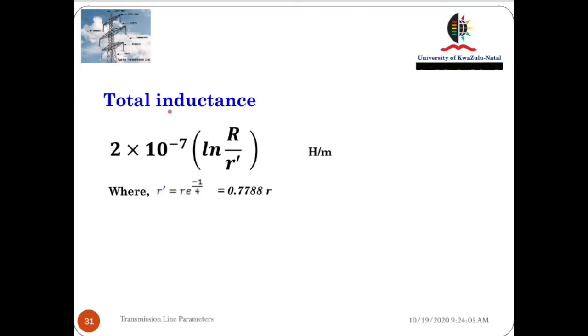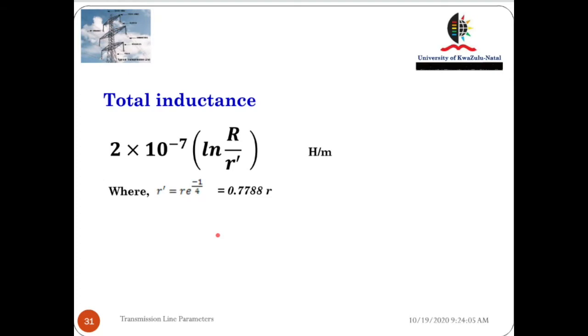If we add them, then we get something like this, 2 times 10 to the power minus 7 log capital R over r prime, where r prime is actually small r, meaning the radius of the conductor, times e to the power minus 1 over 4, and we know the value of e, 2.7, and then that is equal to 0.7788 r. Now these two distances, R and r prime, actually are the distances that are related in the calculation of, or the expression of, total inductance of a conductor.